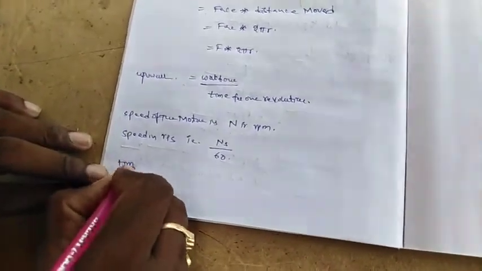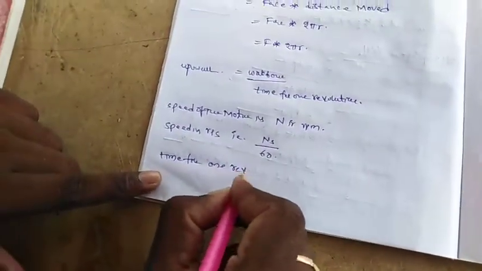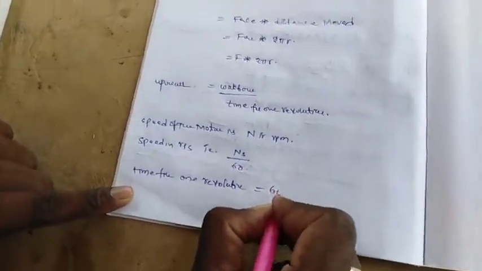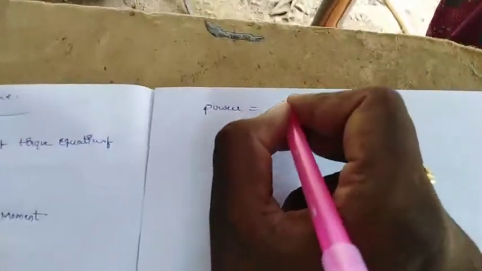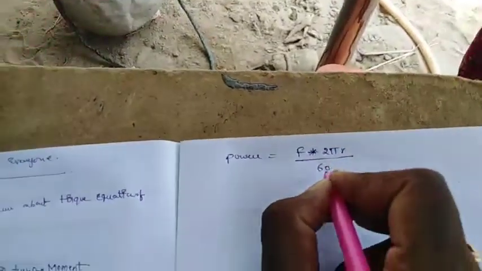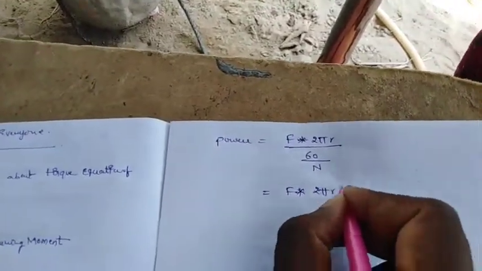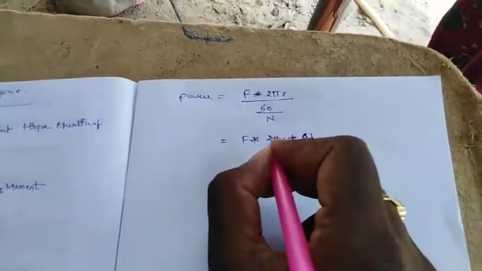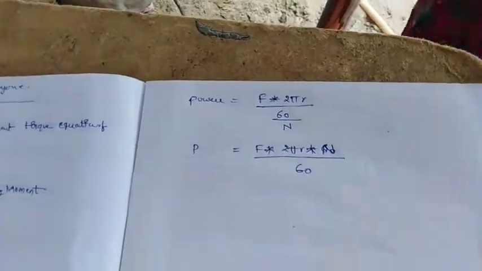So time for one revolution is 60 by N seconds. So power equals work done, which is F into 2 pi r divided by 60 by N. That is equal to F into 2 pi r into N divided by 60. That is equal to power.